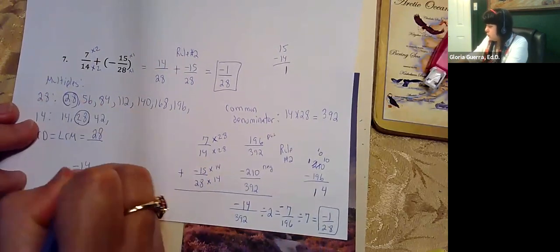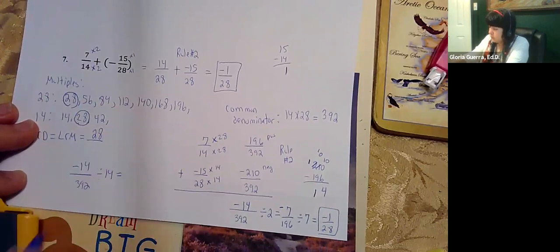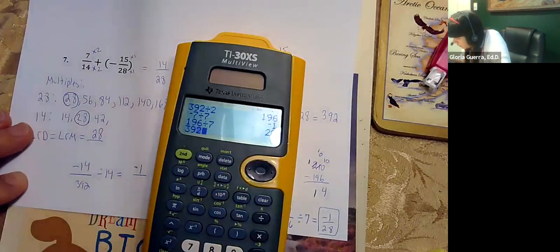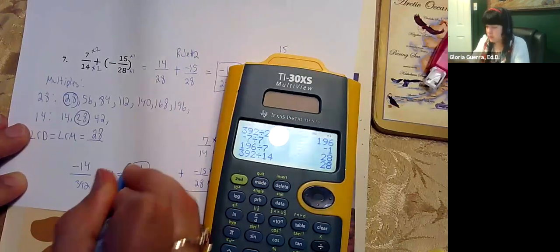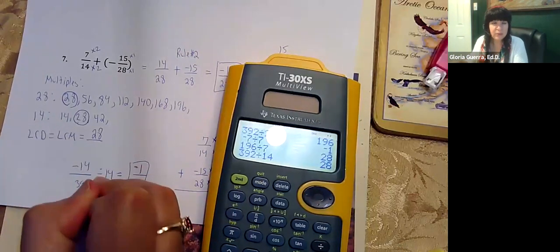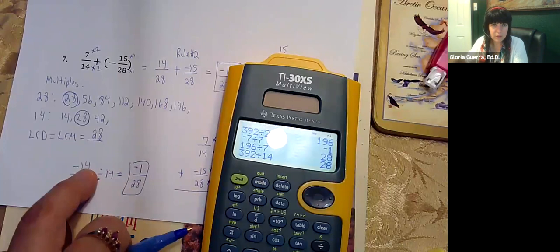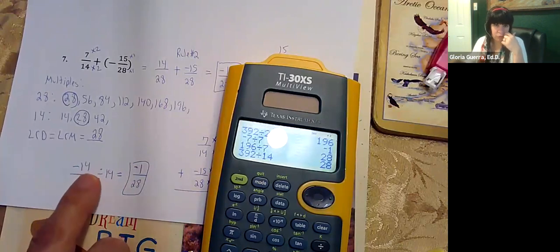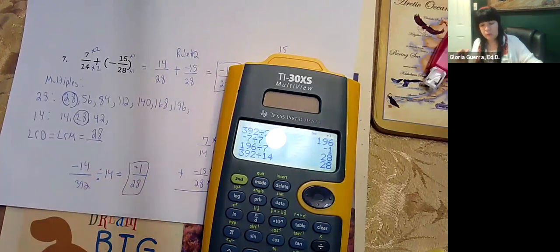Negative 14 over 392. Negative 14 divided by 14 is negative 1, and I bet that 392 divided by 14 is, see, 28. Most people may not see the 14, but you can always try. Sometimes when you reduce a fraction, the smaller of the two, like the 14 out of the 392, will go into it as the greatest common divisor. So you can always try that. If you get a decimal, then no, it doesn't work.